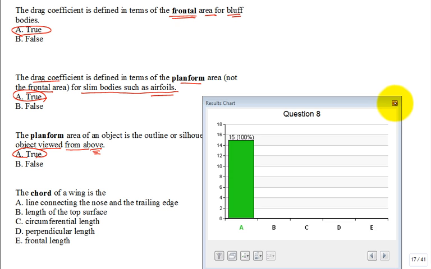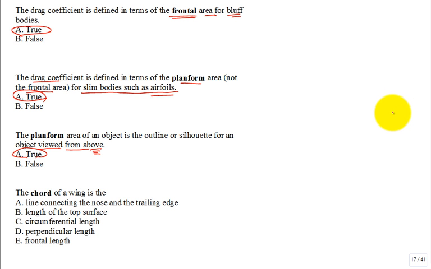Congratulations. So when you have that object, and you have the nose, and then the trailing edge, it's that straight line length, and maybe the shape underneath is a little different than the shape on the top. And that gives you the chord of the wing. All right.